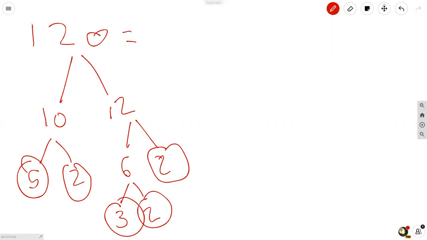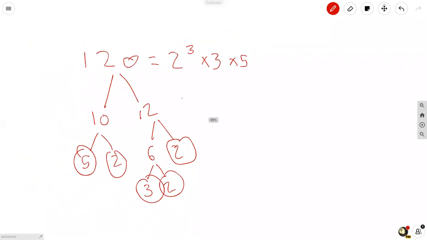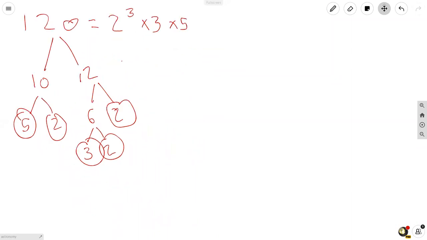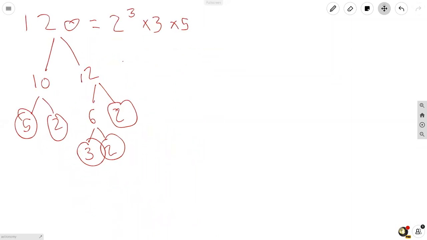So how many 2s do I have? 3 lots of 2s, so I put 2 to the power of 3. How many 3s do I have? 1. And how many 5s do I have? 1. Does everyone get that? If you don't get that, go on the website. There are some homework sheets to help you with it.